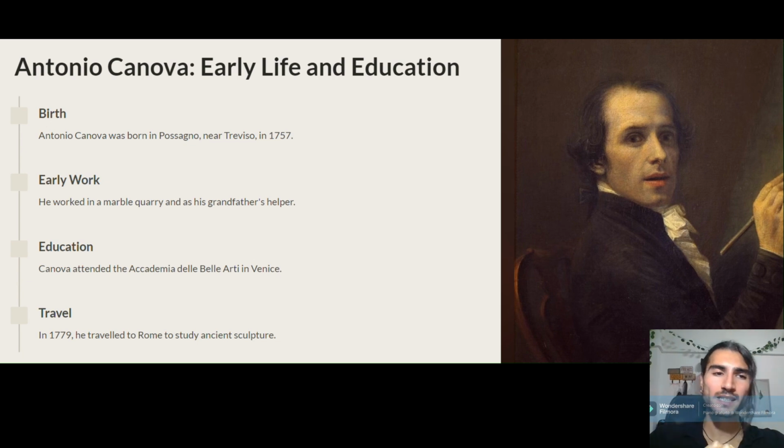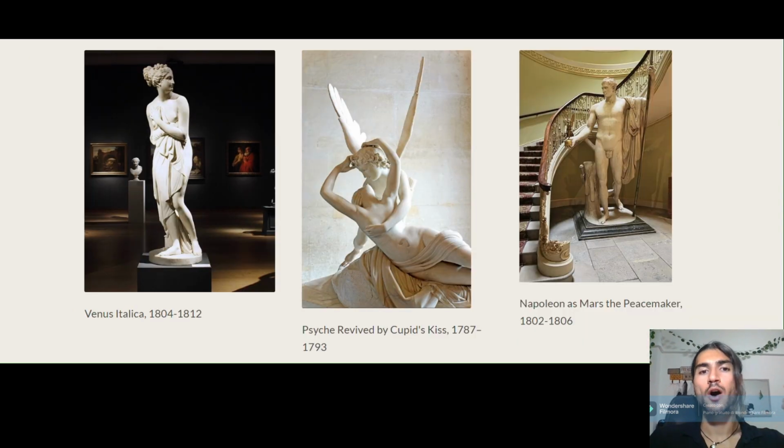In 1779, Canova traveled to Rome, where he studied the sculptures of ancient Greece and Rome. During his time in Rome, he became heavily influenced by neoclassical ideals, which would shape his work for the rest of his career. Canova's sculptures were known for their calm grandeur and meticulous attention to detail.